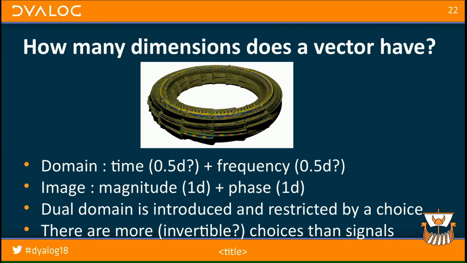So basically, if you want to introduce the second domain, if you want these two domains to coexist, the dual domain is both introduced and restricted by the choice of frame. And by the way, there are more possible frames than signals, right? There are more models of cameras than there are models of donuts, which again is very weird.